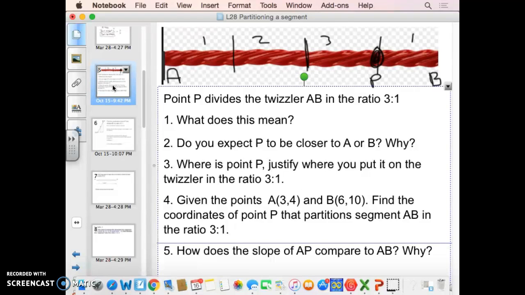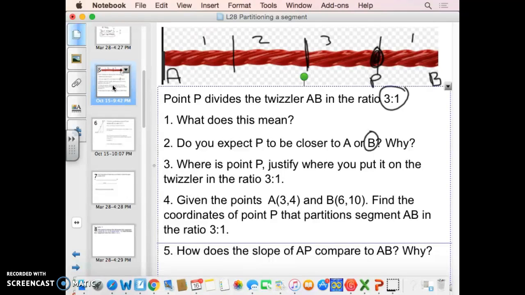So I have 3 parts to the left side and 1 part to the right to give me that 3-to-1 ratio. Okay? So I would expect point P to be closer to B because it's separated from A by 3 parts or segments, and it's separated from B by only 1. And so again, I think I did a good job of justifying why I put point P here. There are 3 segments to the left and 1 to the right.